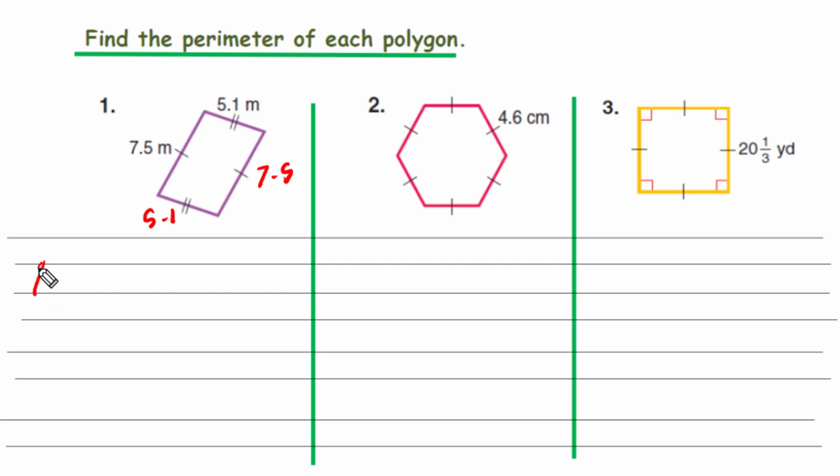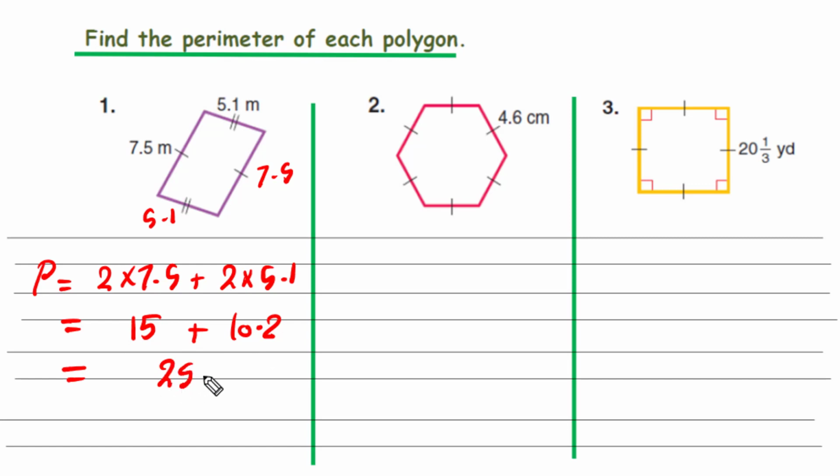Now we can write the perimeter is equal to 7.5 times 2 plus 5.1 times 2. So we can write it as 2 times 7.5 mentally equals 15 plus 2 times 5.1. 2 times 1 equals 2, 2 times 5 equals 10, and insert the decimal point after 1 digit from the right as we studied before. 15 plus 10.2 equals 25.2 meter.